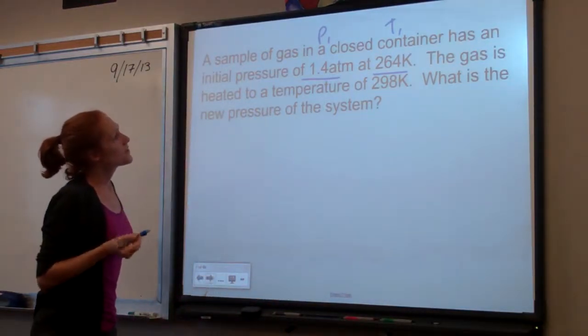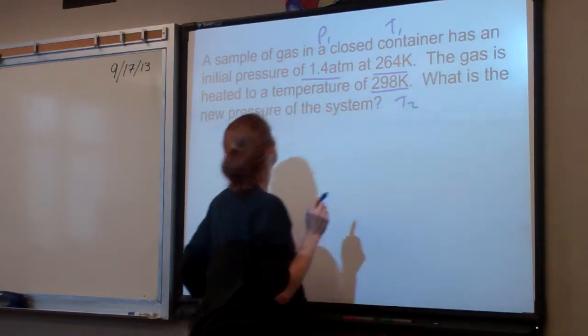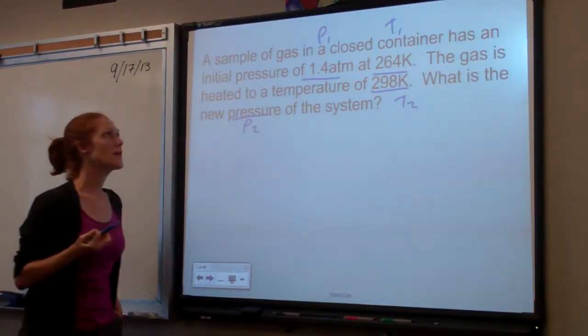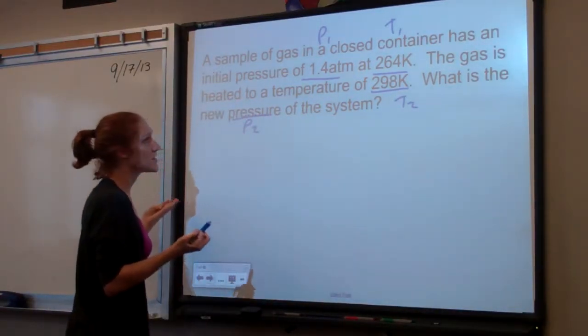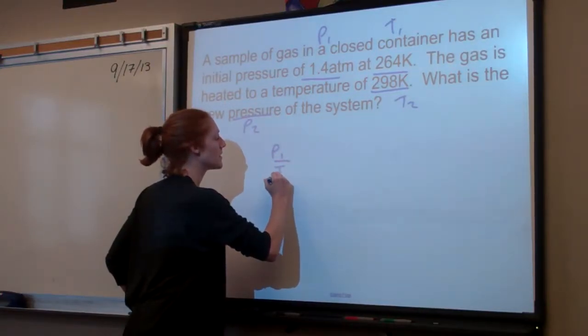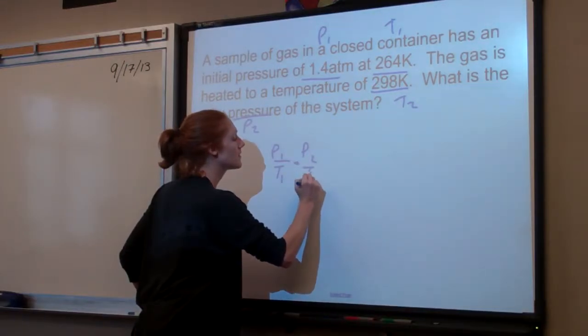The gas is heated to a temperature of 298, so that's T2. What is the new pressure of the system? So that's going to be P2. So we're looking for P2. Right there I can see I've got two P's, two T's. It tells me which of my four equations to use: the one with P1 over T1 equals P2 over T2.